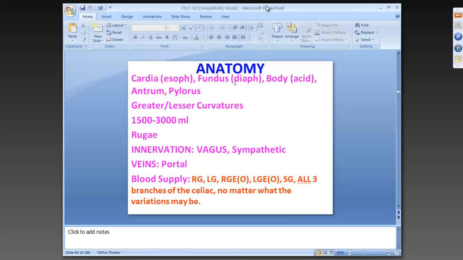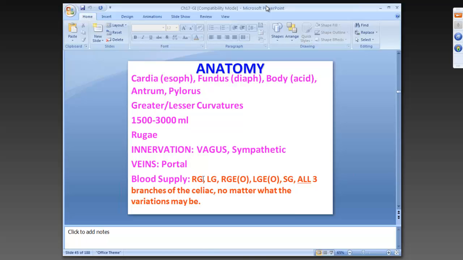Anatomy: you have the cardia, esophagus, fundus, body, which is very acidic, antrum, pylorus, and the greater and lesser curvatures. This is just a broad review. The stomach can hold 1,500 to 3,000 milliliters of contents. It has rugae, innervation via the vagus and sympathetic nervous system, with the portal vein being the most important venous portion.